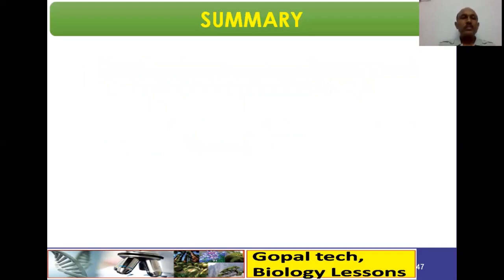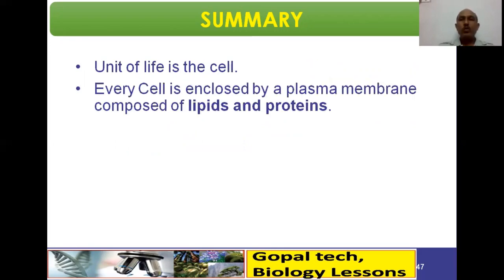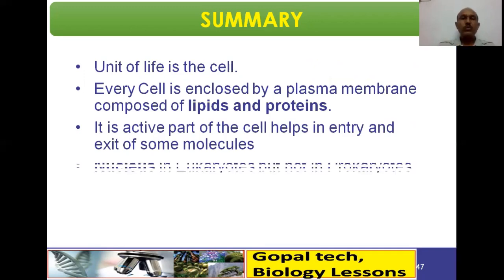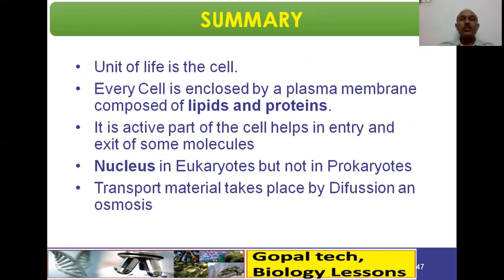Now we will summarize. The cell is a unit of life, as we have discussed. Every cell is enclosed by a plasma membrane, which is made up of lipids and proteins. It is an active part of the cell that helps in the entry and exit of some molecules. A nucleus is there in eukaryotes, but a nucleoid is there in prokaryotes. Transport of material takes place either by diffusion or by osmosis.